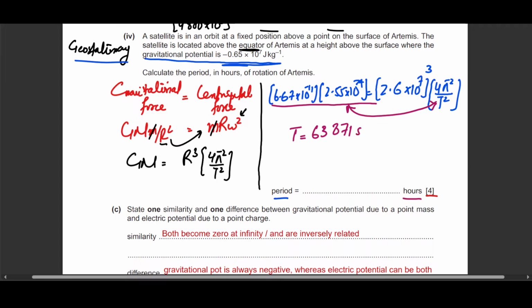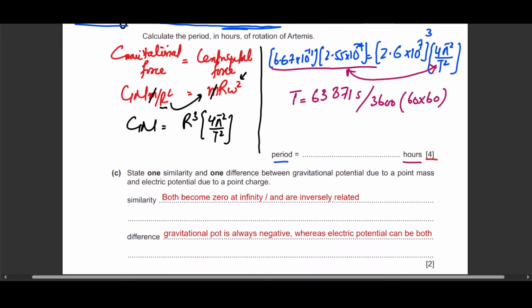Now, he's asking us about the time in hours. So you have to divide this by 3600. Why? Because 60 seconds multiplied by 60 minutes is going to make you move towards hours. So this is going to come out as a time period of 17.7 hours. Up to 2 significant figures, it is going to be 18 hours.